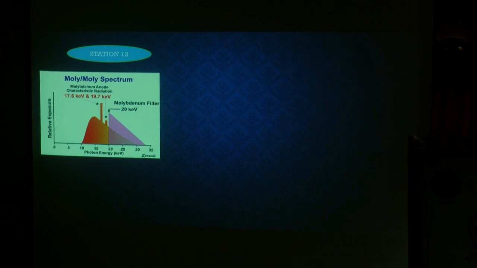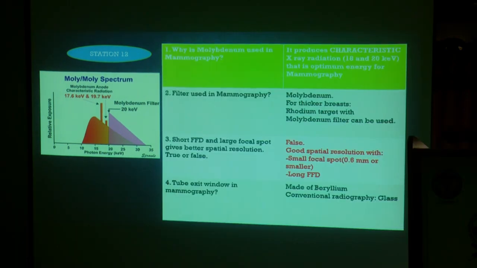Coming to next station, identify the spectrum. It is the molybdenum spectrum. Where are we using a molybdenum target in radiography? In mammography. What is the filter material in mammography? It is also molybdenum. In conventional radiography, copper and aluminum are used as filters, but in mammography it is molybdenum, for mammography, triple M. For thicker breasts, a rhodium target with a molybdenum filter can also be used.